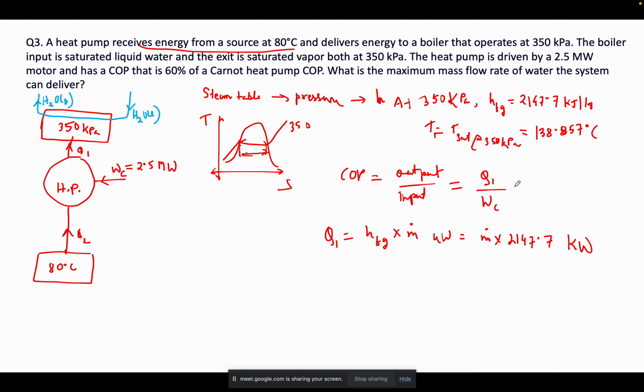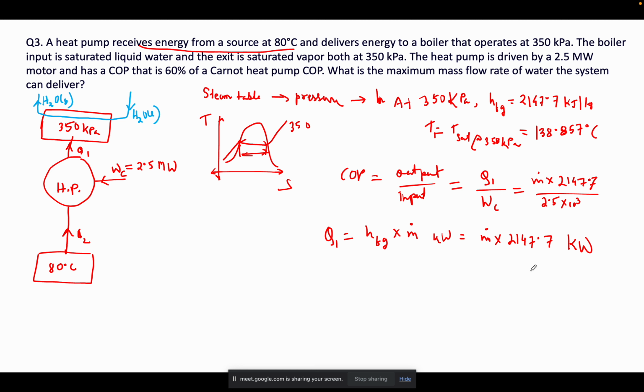Now I will put it here. This will be basically m dot into 2147.7, and the WC will be 2.5 megawatts. So I will convert this into kilowatt by multiplying by 10 to the power 3. Okay, so this is done.